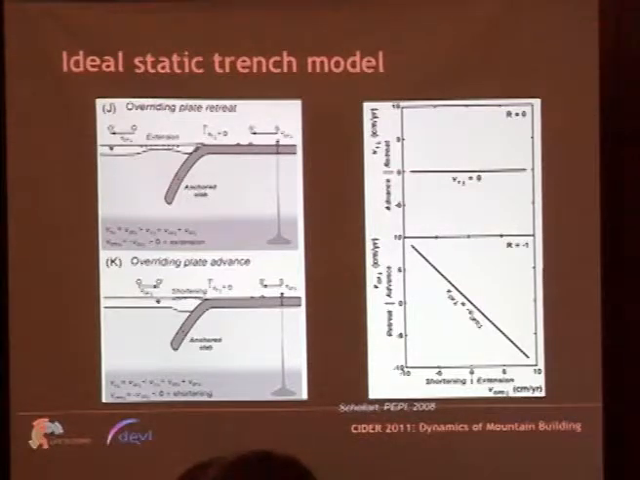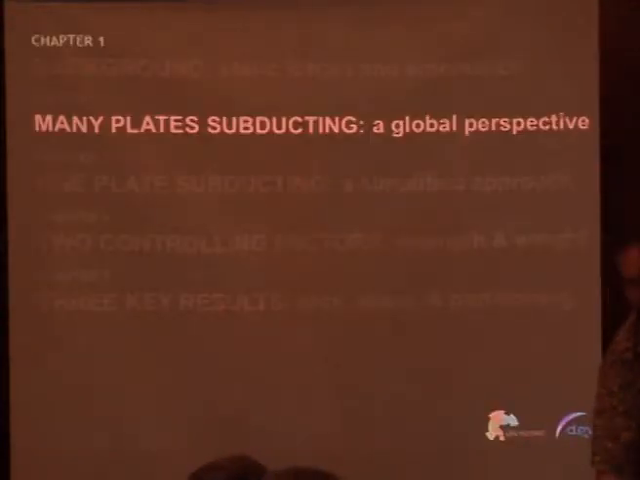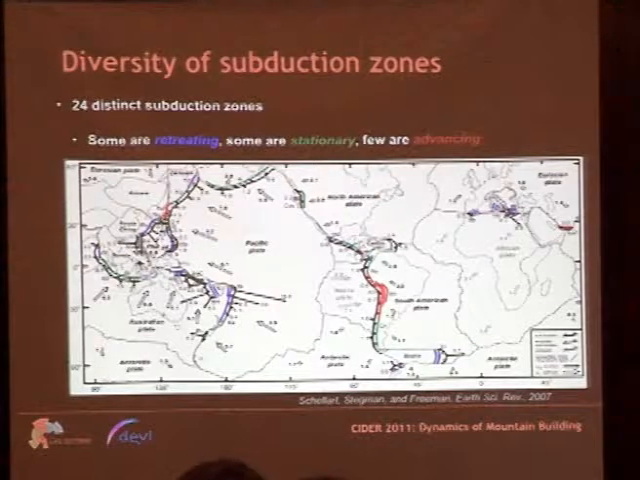Conversely, we can have this. It'll be accompanied by some shortening if the overriding plate is moving this way, opposite to the subducting plate. Okay, so you need to have some background in kinematics so we can look at the Earth and try to interpret what the plate motions are.